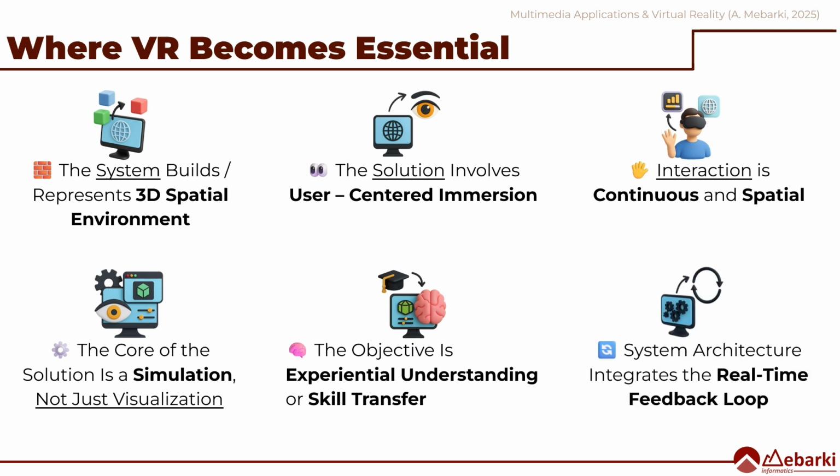Finally, a true VR system integrates a real-time feedback loop. Every user action is instantly captured by sensors, processed by the system, and reflected in the environment, creating a seamless action-reaction cycle. This continuous loop, user action to sensor input, to environment update, to display output, transforms the computer from a static tool into an interactive experiential medium. For example, when you turn your head, the scene must update immediately without delay or predefined camera paths. That's the true hallmark of real-time VR.